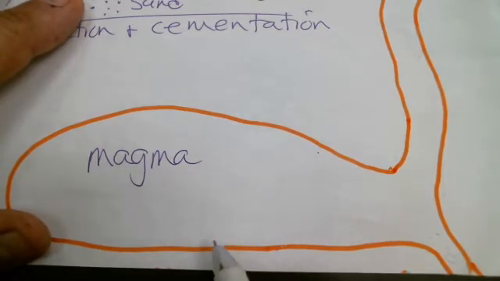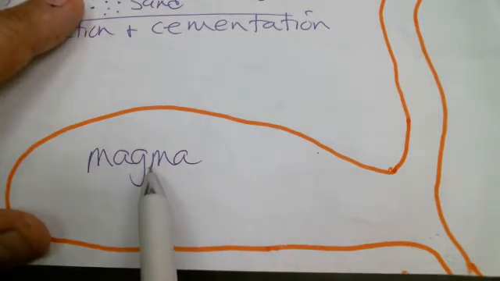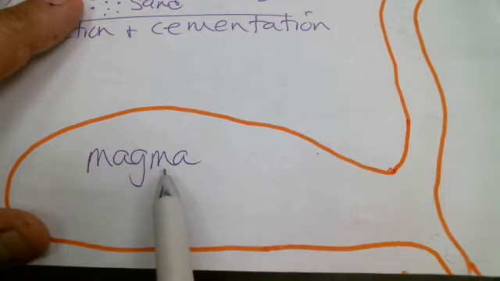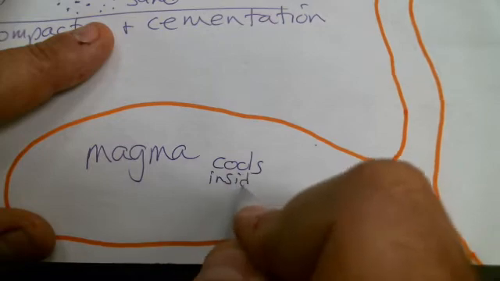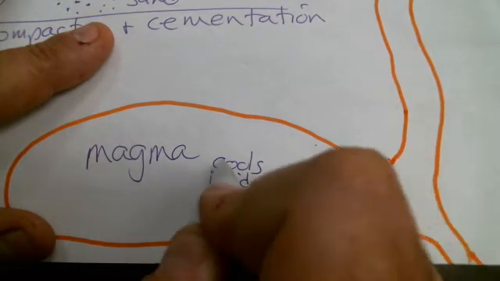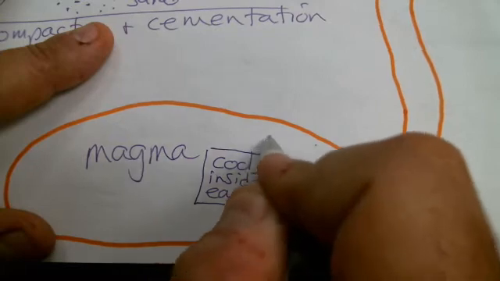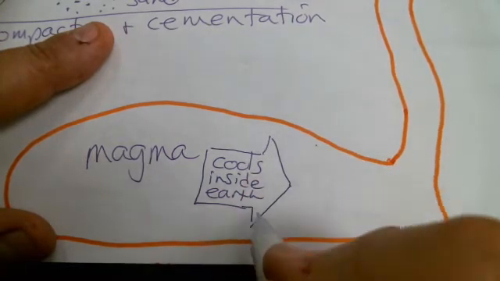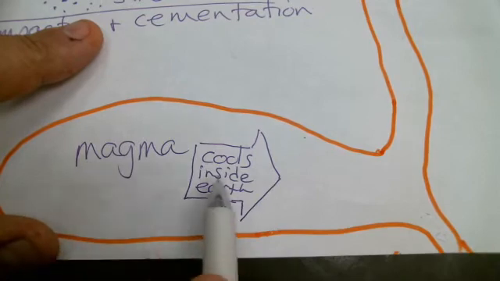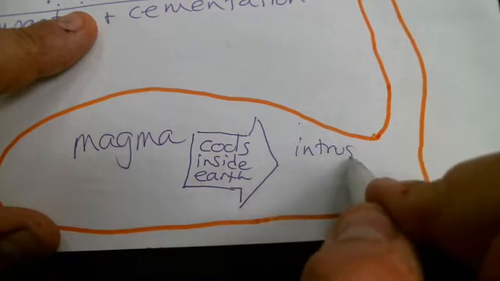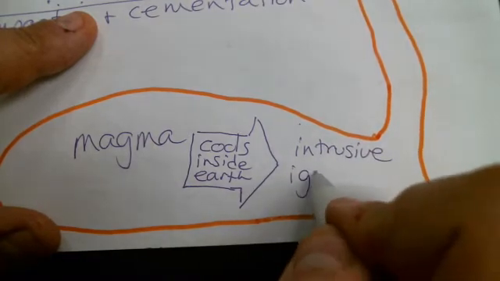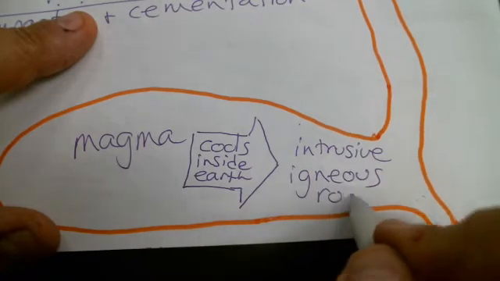And there are 2 kinds of igneous rock, intrusive and extrusive. Since this magma is cooling very slowly inside the earth, it is called intrusive. So I'm going to write down here cools inside Earth. And I'm going to put that in an arrow. So this magma does this action, cools inside the Earth, and it turns into intrusive igneous rock.